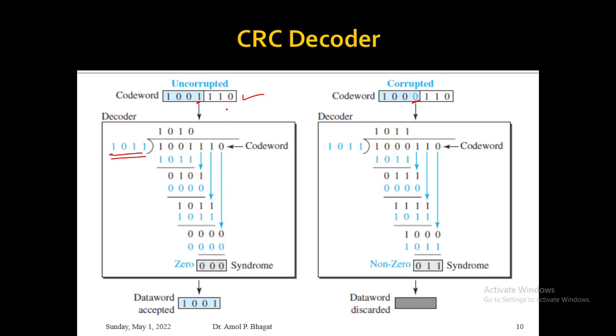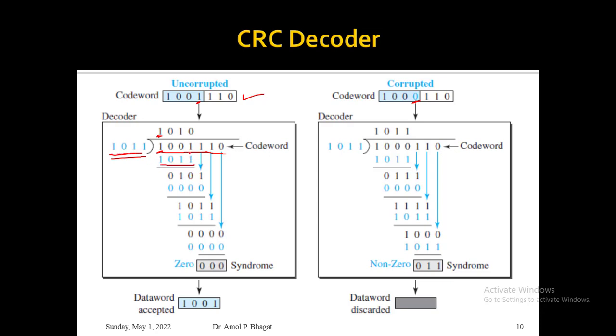Now what will that receiver do? With the same divisor it will perform the division operation as we have seen on the previous slide, the same modulo 2 division. This code word will be taken as it is, that is 1001110, and the 1011 divisor will be utilized. As you can observe, the first bit is 1, so the quotient will be 1. So 1 multiplied by 1011 will be 1011.